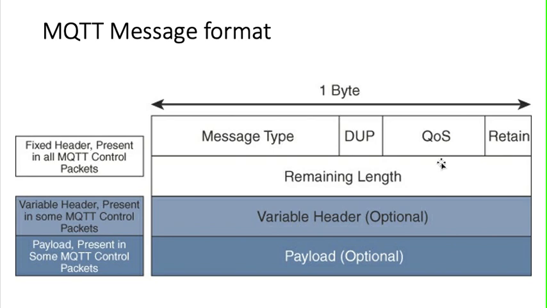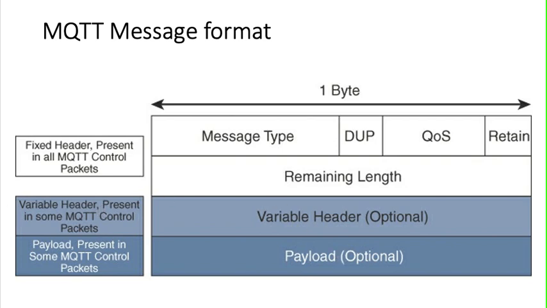It specifies the number of bytes in the MQTT packet following this field. Variable header: the variable header field will be found in some of the message types, and payload is the data that is to be transmitted from the publisher to the clients.